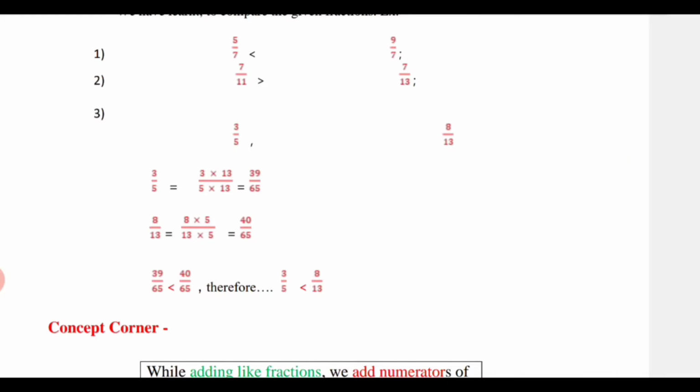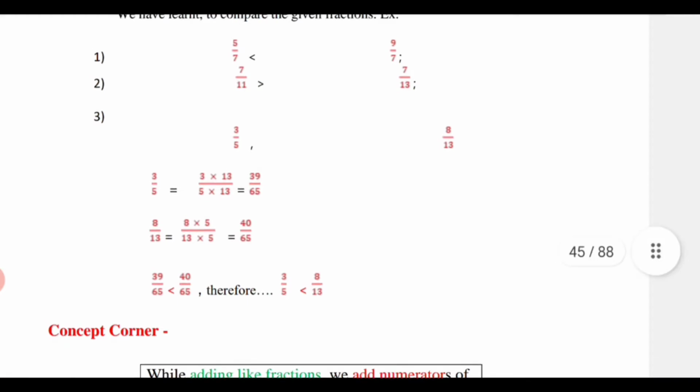In this way we keep on comparing. If the fractions have different denominators and different numerators, we equalize the denominators and then we compare, which is shown in our next example, 3 upon 5 and 8 upon 13. We have to multiply the first fraction by the denominator of the second, and the second fraction by the denominator of the first, because their numerators as well as denominators are different. So in such cases, we have to equalize the denominators.